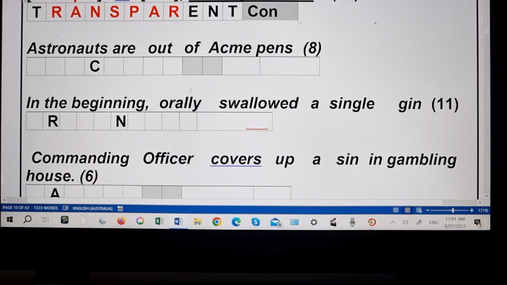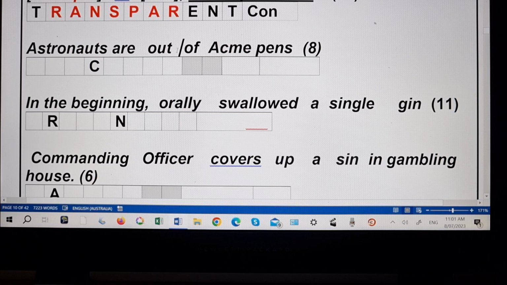Astronauts are out of Acme pens. Eight spaces with a C. Okay, go away, have a shot. All right, back now. All solved, we hope. Well, we already said eight spaces with a C. Let's look at the clue. Flags. Out could be an anagram flag.